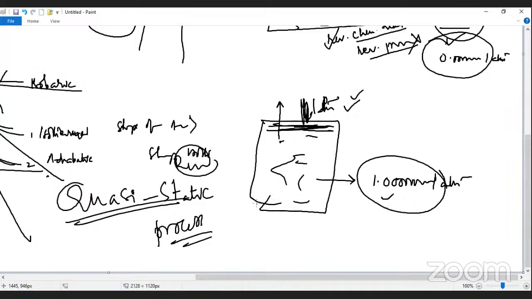What about all practically possible processes? That means, what about all the naturally occurring processes? They must be irreversible, correct? Yes, they must be irreversible.